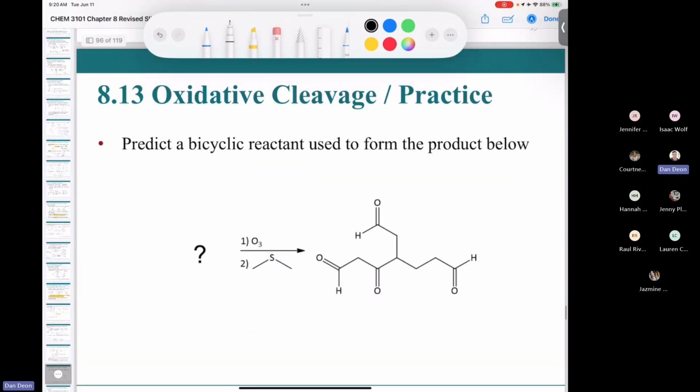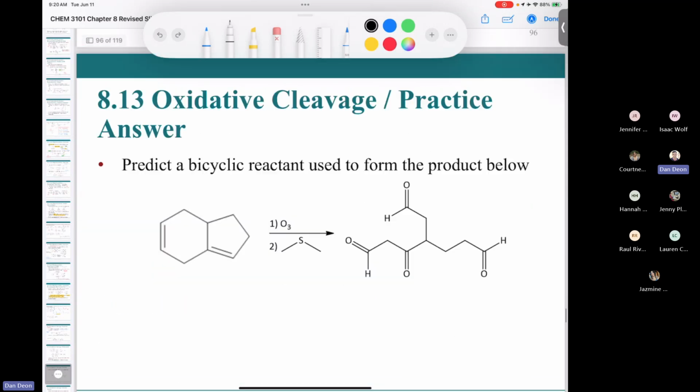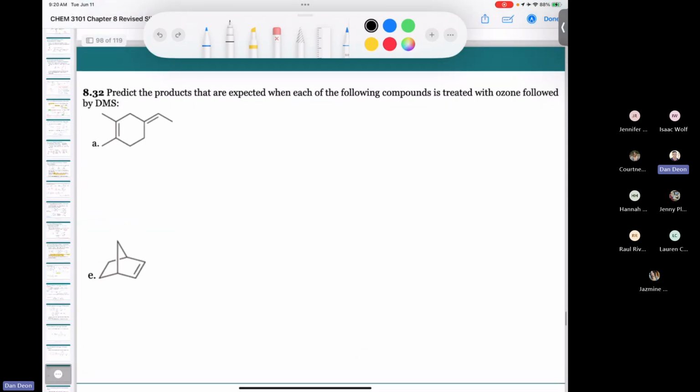Okay, so a question that we like to ask our students sometimes, and there's a few questions in the textbook like this, where it says, well, how would you make this compound? Like, what would the compound you start with be? And before I get into that, I want to take a look at a practice problem, and then we'll backtrack on that one.